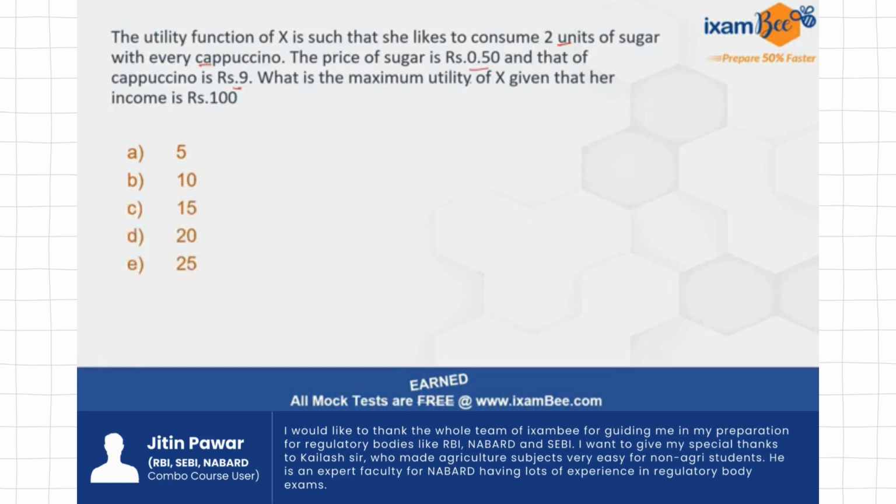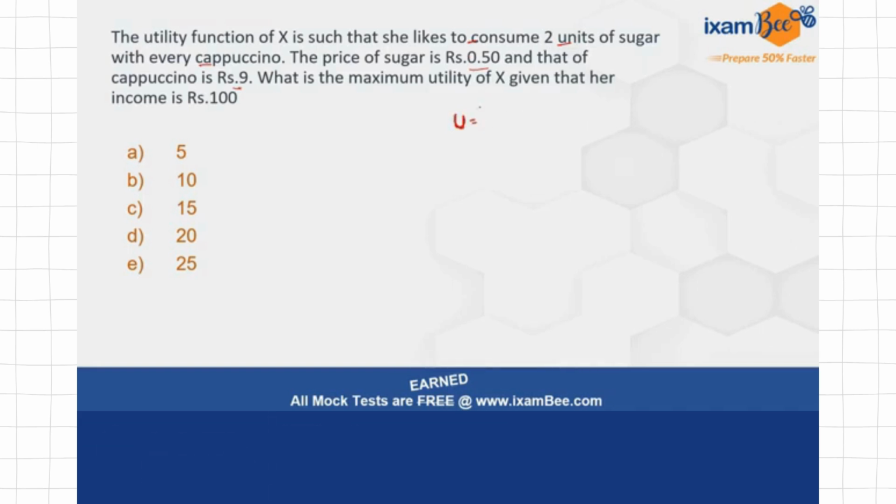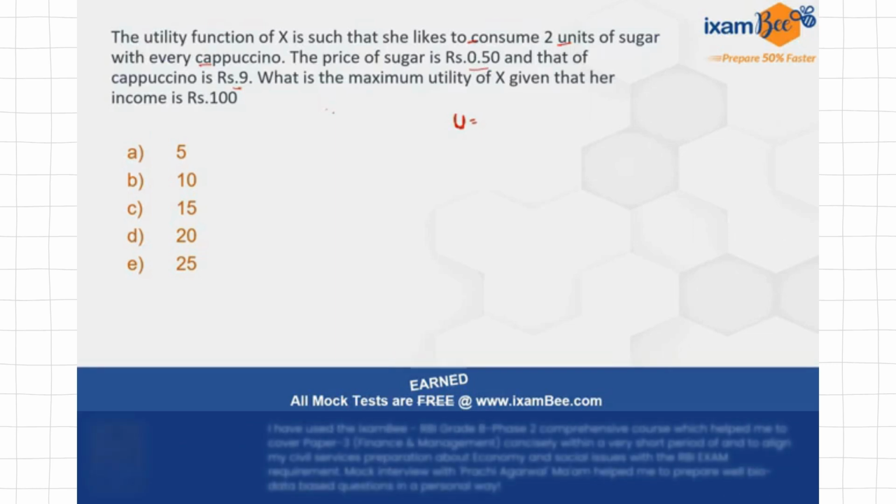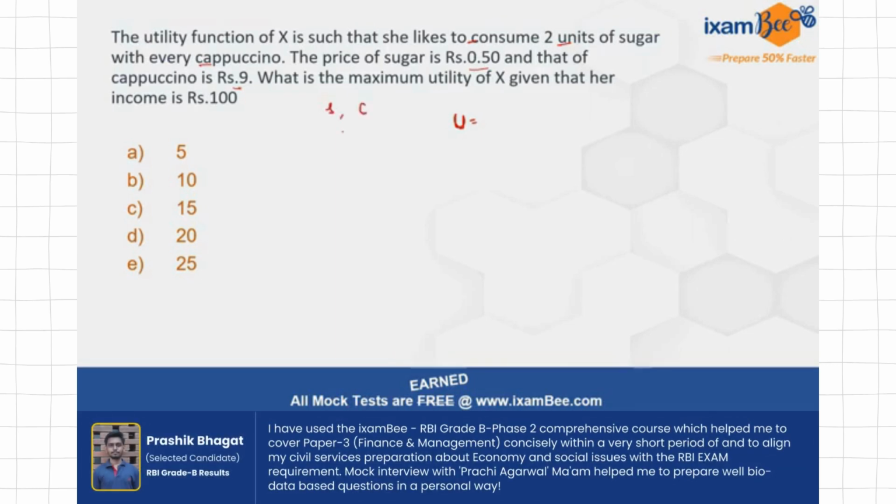Now see, this kind of question, you have to find out what the exact utility is and then you have to maximize that utility. Sometimes you are not given the function directly, you are given statements and you have to figure out how the utility function will look from the statement. So suppose I denote S with sugar and C with cappuccino.